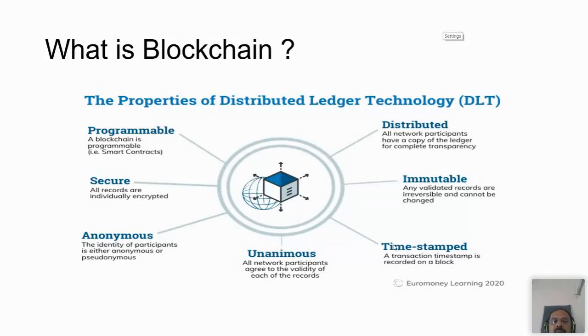The program which is inside a blockchain, we call it a smart contract, which is a self-running program on the distributed network. And anonymous, in the sense that whenever a transaction happens, the participants agree and validate the transaction so that the information is stored in the different ledgers. Whenever any transaction happens, it is timestamped, in the sense of what time this particular transaction happens. And also the identity of the participants is either anonymous or pseudo-anonymous. So these are the few things associated with a blockchain.